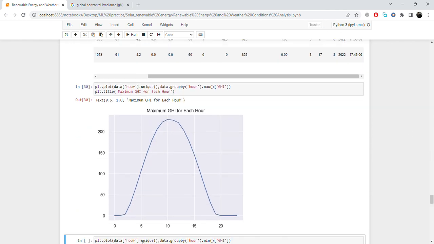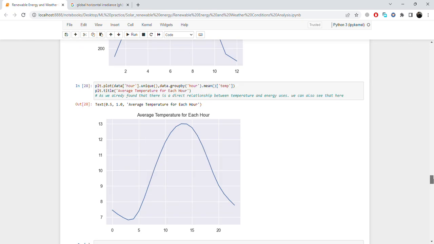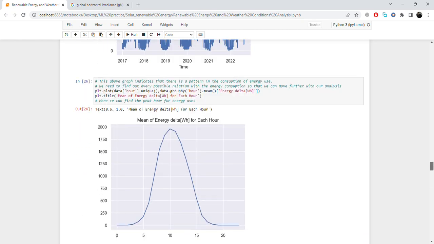So here we will have the maximum GHI. Maximum GHI falls between 9 and 15. If you wonder, this graph exactly matches the graph where we have the peak hour. You will just see the beauty of the analysis.